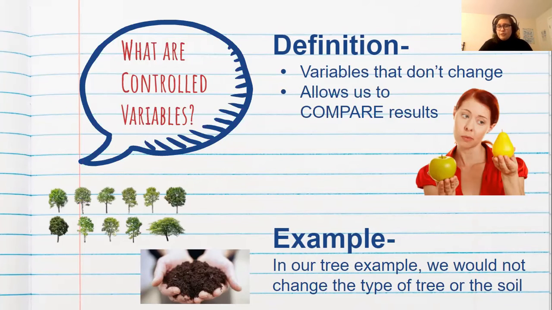So for instance, if we use different kinds of trees, we couldn't be sure if it was the daylight causing the difference or the type of tree causing the difference. Or if we planted the trees in different kinds of soil, we couldn't be sure if the soil was doing anything to the leaves or if it was the sunlight. So in an experiment, you want to keep as many things the same across your different trials as possible. And those are all controlled variables.